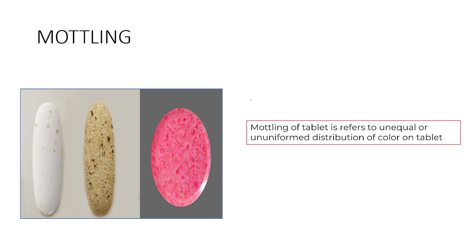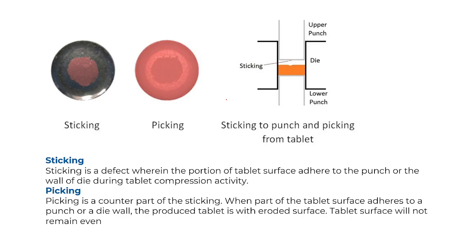Next one is mottling. Mottling is nothing but unequal or improper distribution of color. You can observe the color is improperly distributed. Here also color, here also. The colors in these tablets are improperly or non-uniformly distributed. Hence, we call it mottling. They have asked about all these tablet defects many times in GPAT.